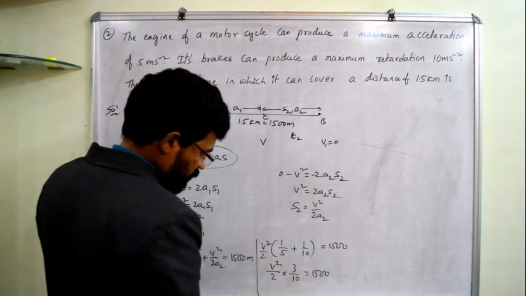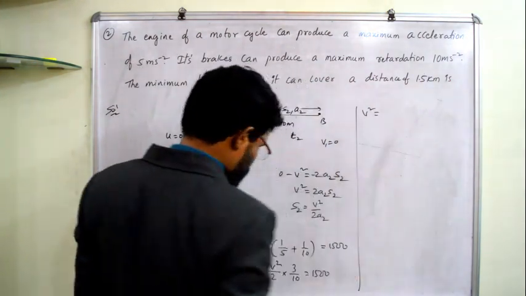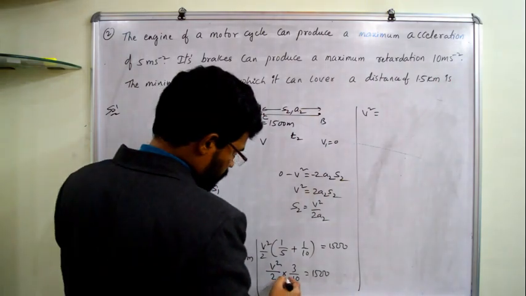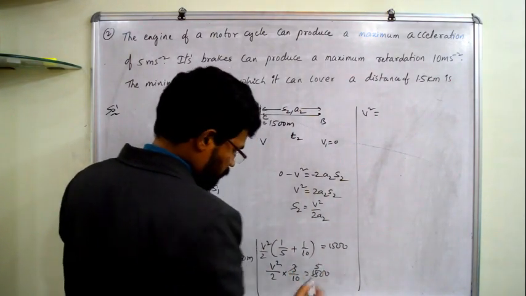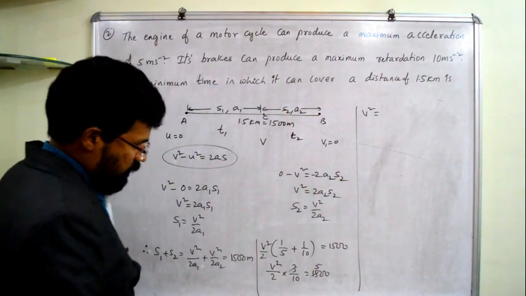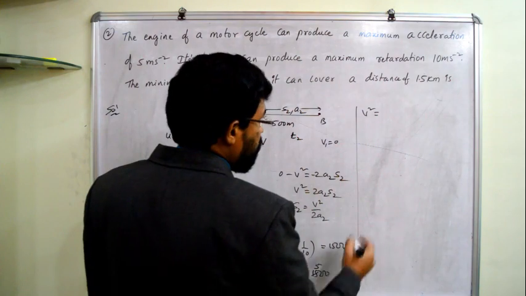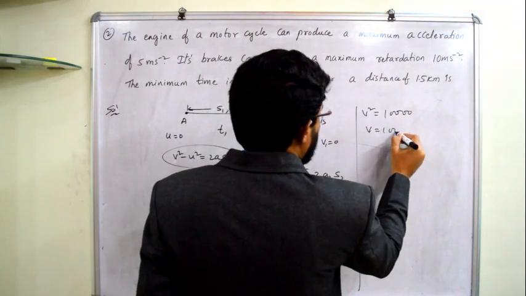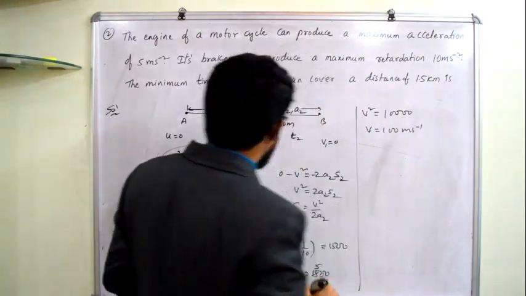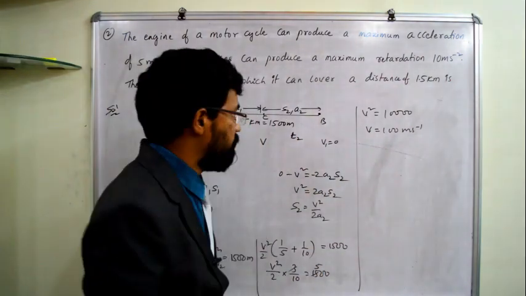So when you make further calculations, v square is equal to, 3 5s are, and 2 5s are 10, 0 0 0. So finally you will have 10,000. So v is equal to 100 meter per second. So what is the maximum velocity attained by this motorcycle? 100 meter per second, isn't it?